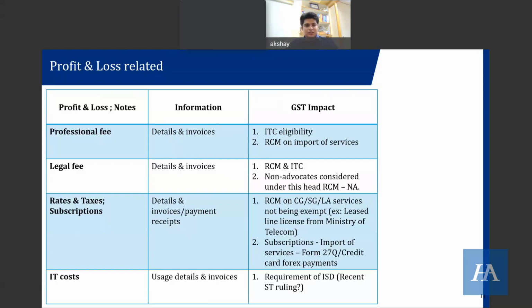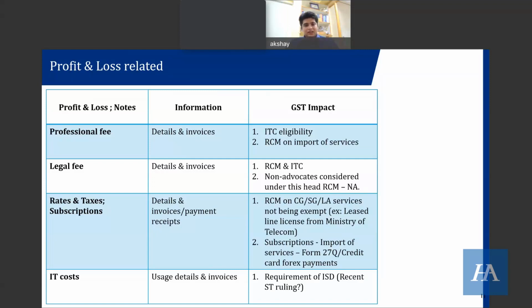Coming to legal fees, as we all know, advocates providing services, any kind of legal services, not just representational services, is liable under reverse charge. And I would be eligible for the credit to the extent that it's related to my business and my outward supply is taxable.